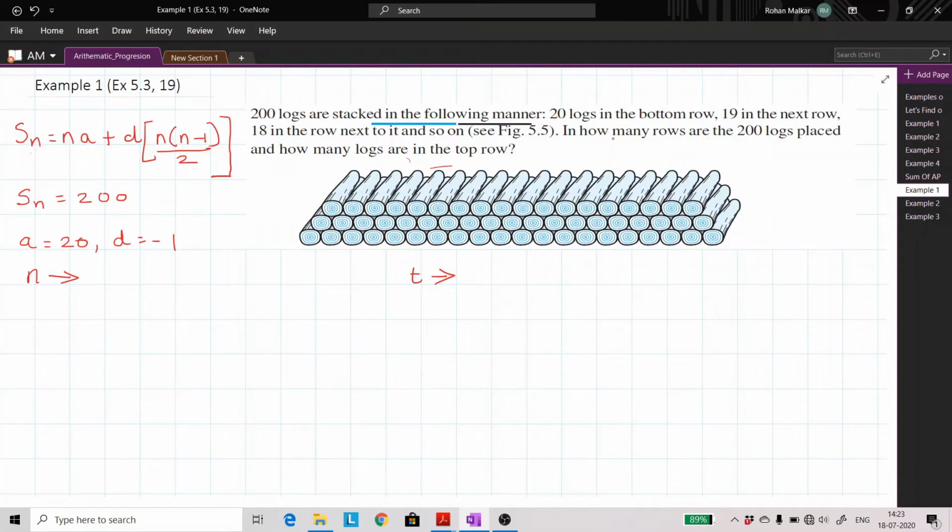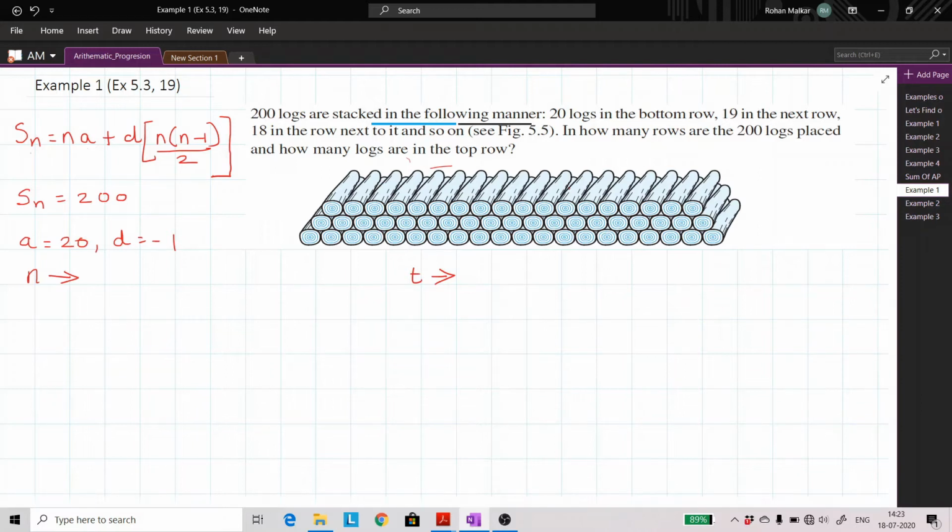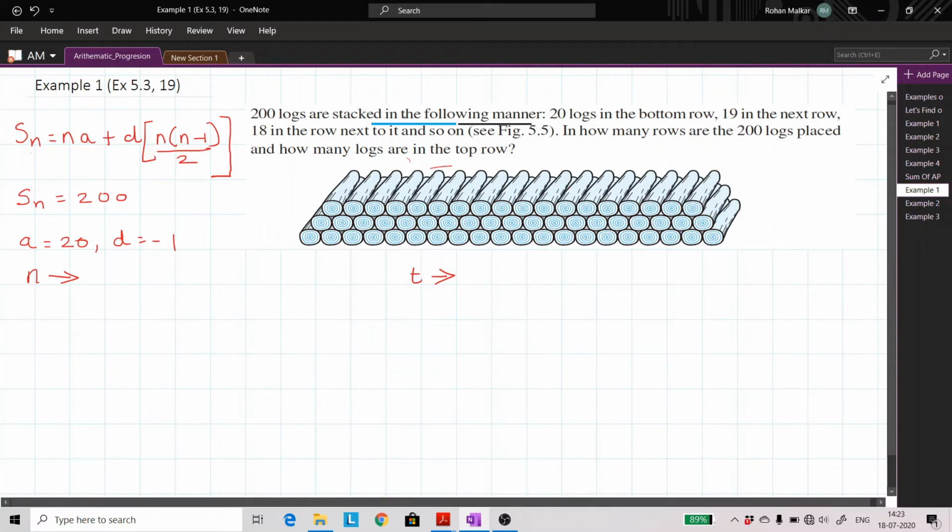So there are two parts to this question. First, you need to answer how many rows are required to place these 200 logs, and how many logs are present in the topmost row. So let's understand. The total number of logs here is 200.